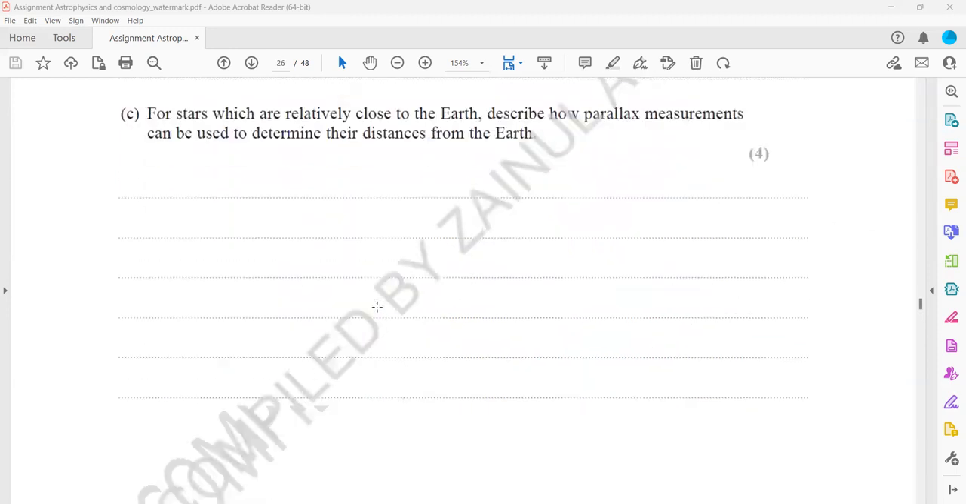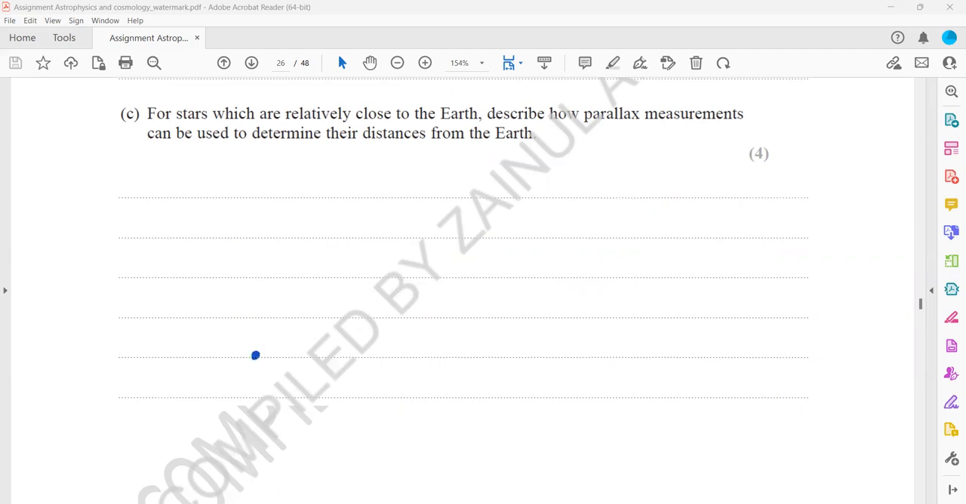For the stars which are relatively closer to the Earth, describe how a parallax measurement can be used to determine their distances. For parallax measurement, you should draw as well, because you can obtain full marks if you draw a suitably annotated diagram. If your diagram is suitable and correct, you will score the marks.